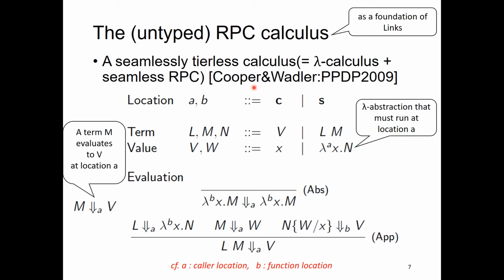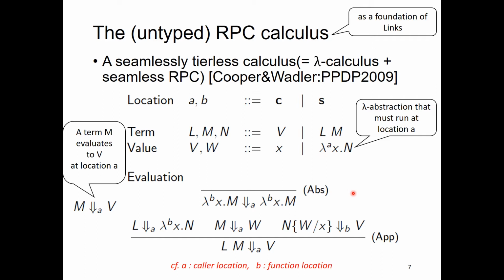The RPC calculus is a seamlessly tierless calculus that extends the lambda calculus with an RPC feature. It was proposed as a foundation of Links by Cooper and Wadler. In the calculus, C is the client location, S denotes the server location. Every lambda abstraction has a location annotation A, meaning that this must run at the specified location A.